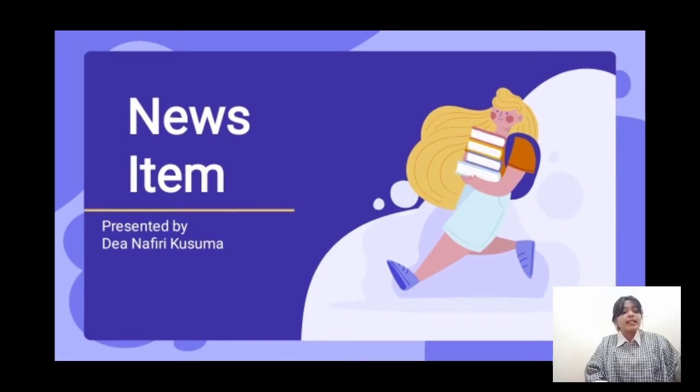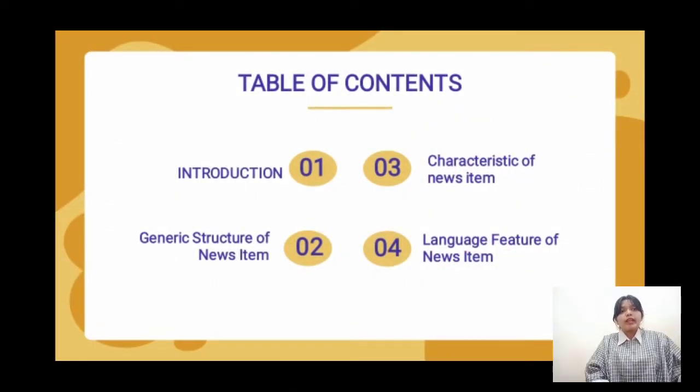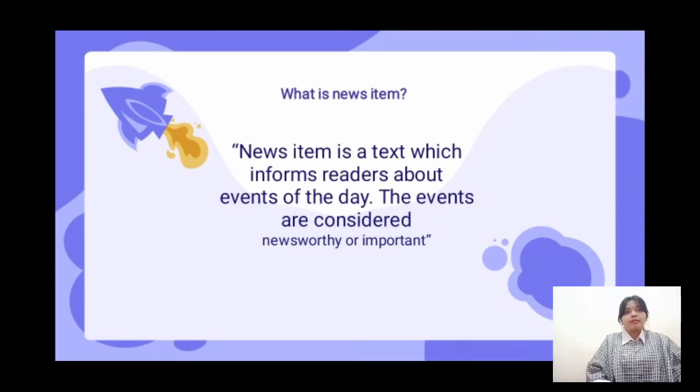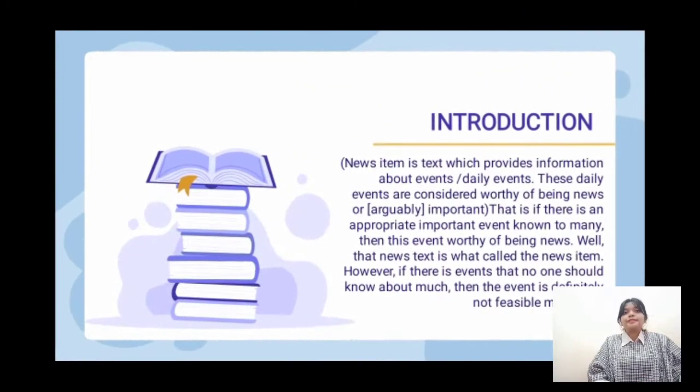So let's get to the contents. And here is the table of contents. We will discuss the introduction, then the generic structure of news item, then the characteristics of news item, and the last one is the language features of news item. So, does anybody know about news item? News item is a text which informs readers about events of the day. The events are considered newsworthy or important. So let's move to the introduction about news item.